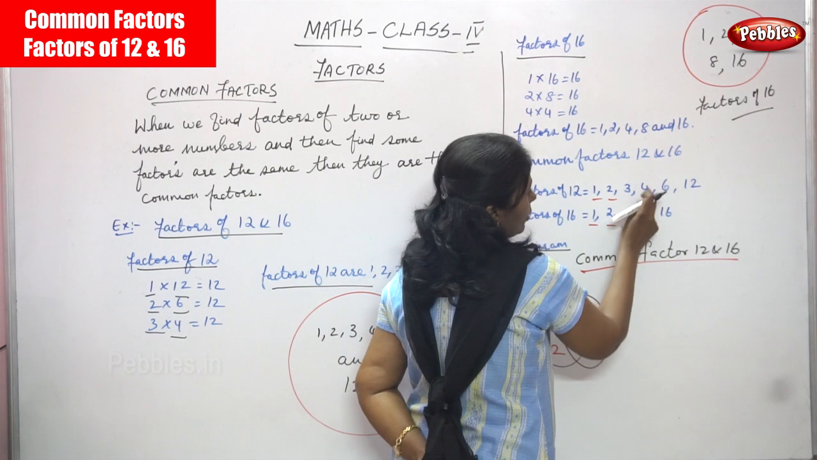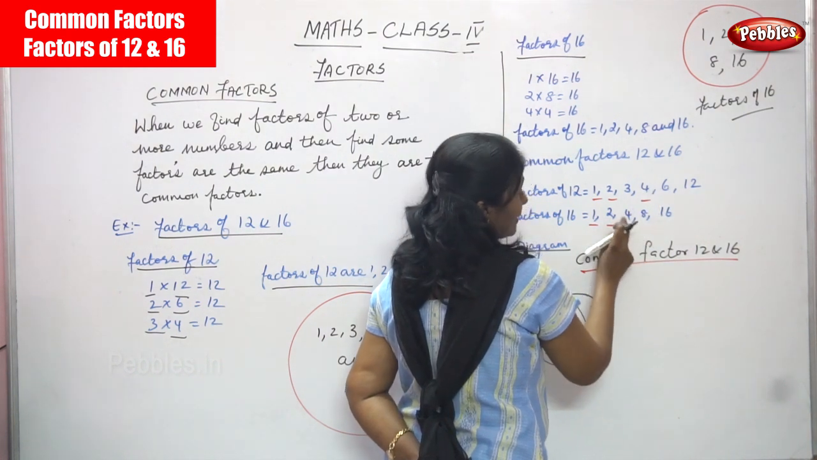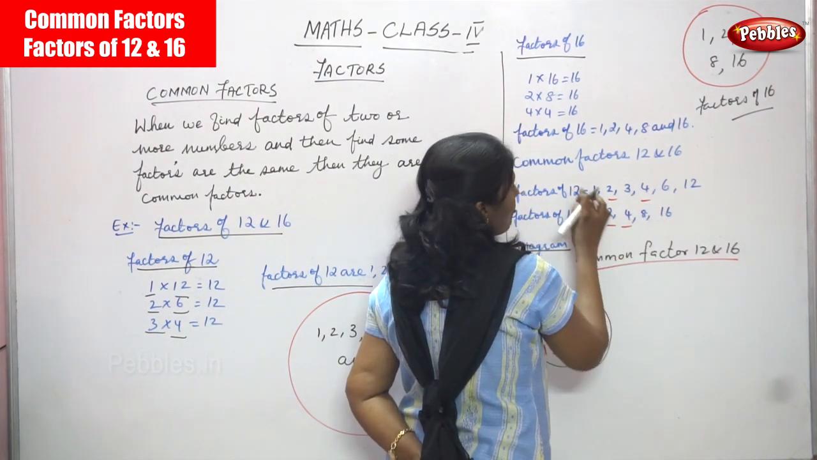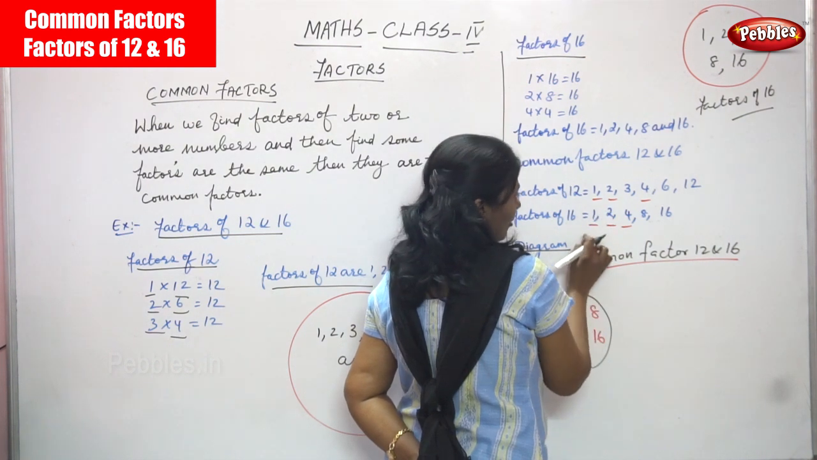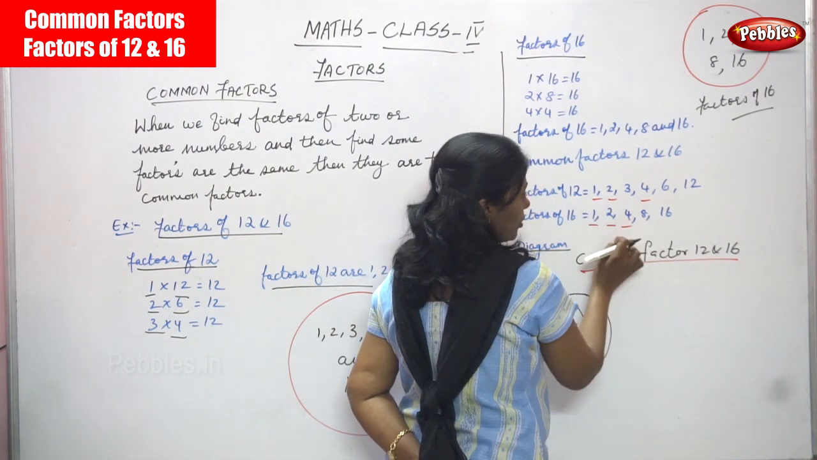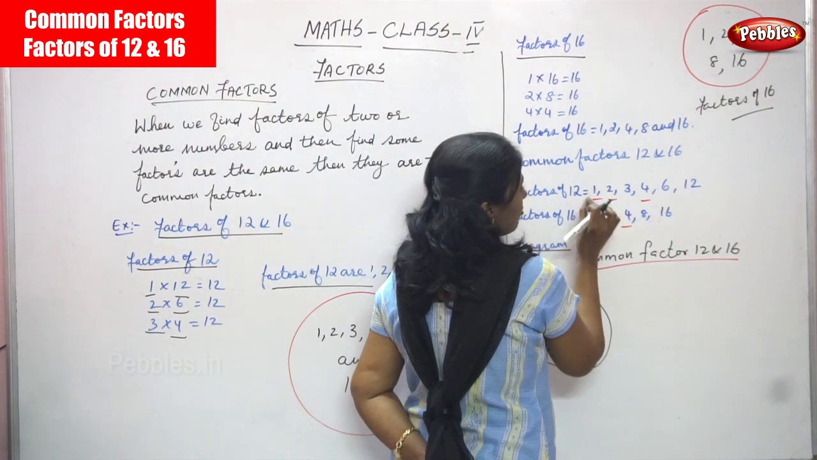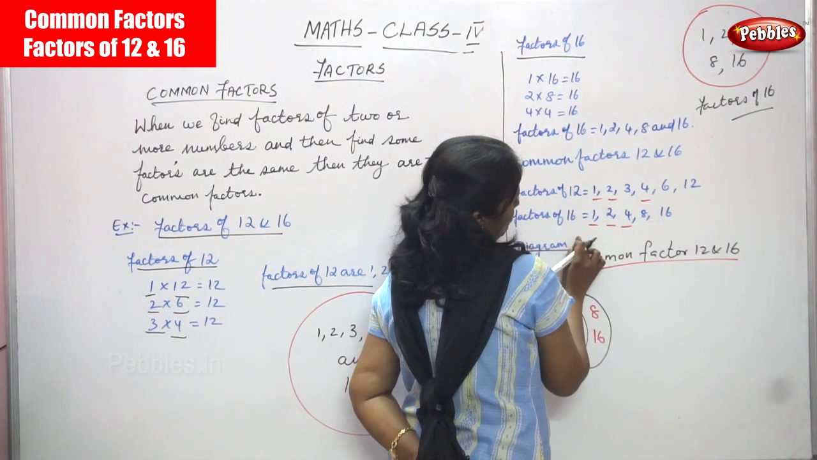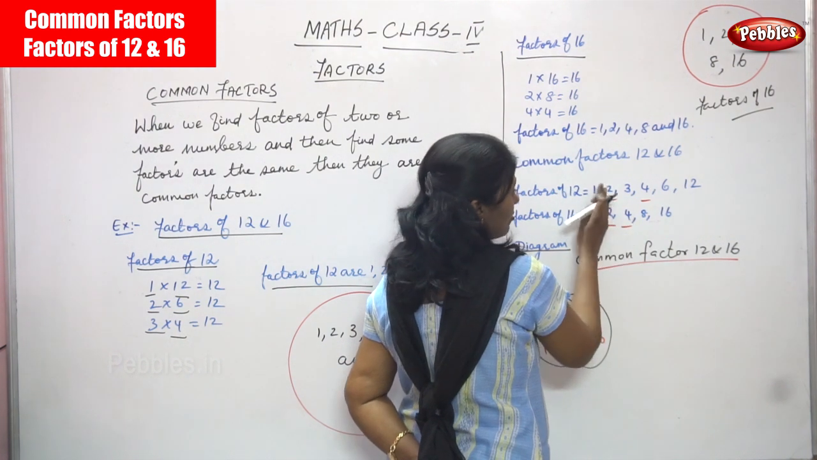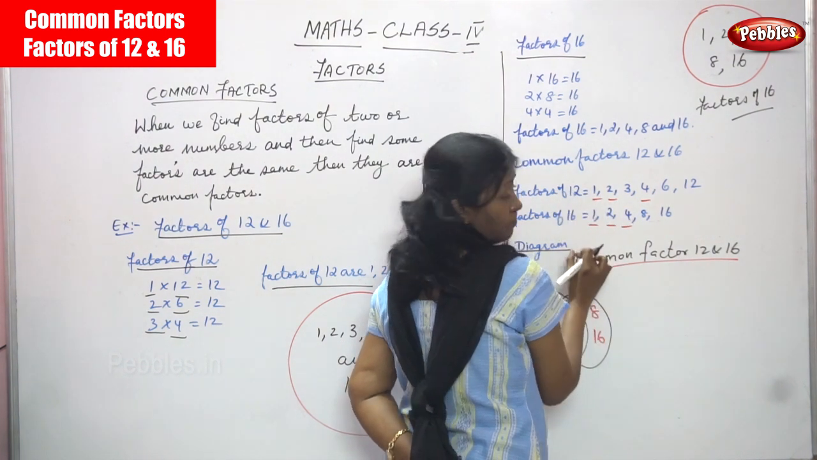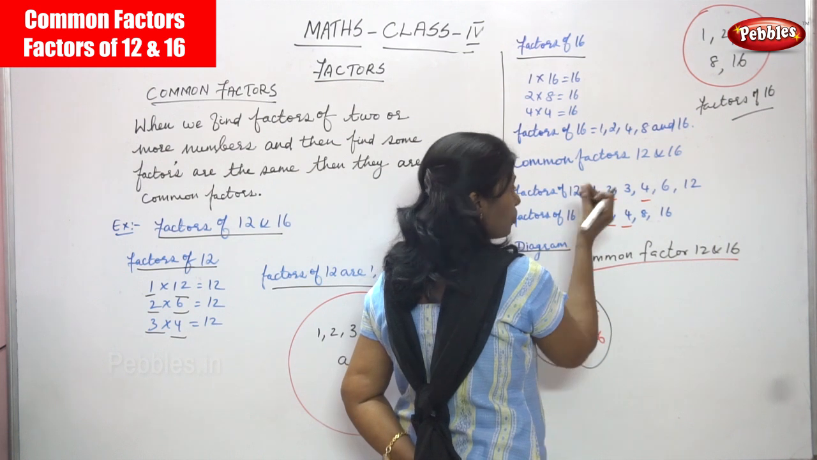And what is 4? Here also 4, here also 4. So 4 comes for the two numbers. So 1 is a factor and 2 is a factor and 4 is a factor. So these numbers are common factors because these factors come for the two numbers. These factors are similar. These factors are the same in both places. Okay, these numbers are present in both places.